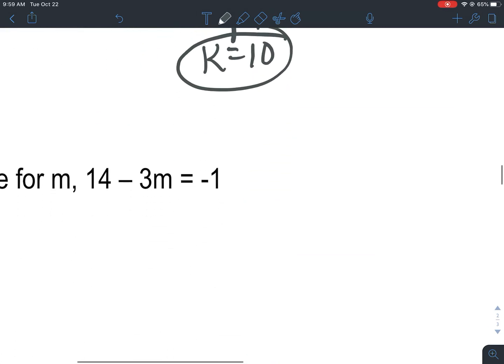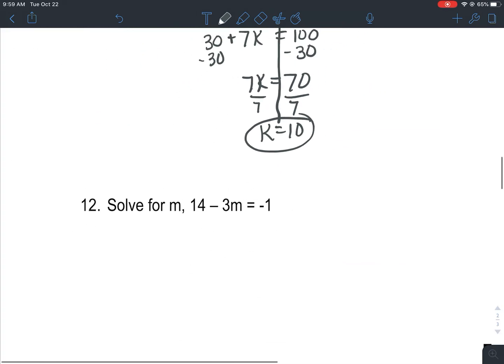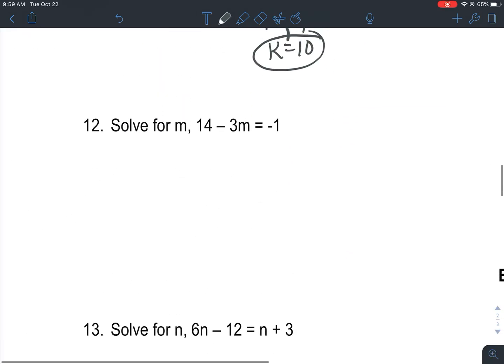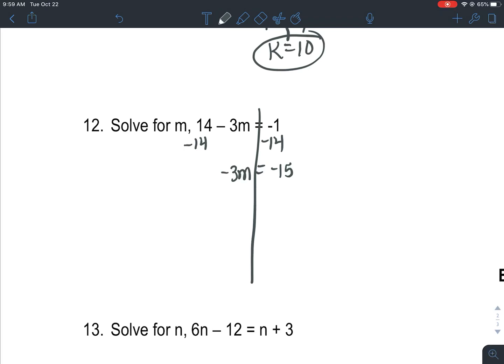Okay. So then number 12 is a two-step, but just don't forget to bring down the negative 3 with the m. So we're going to zero out the 14. That'd be negative 15, and then equals 3m. Then you're going to divide both sides by negative 3. You should get 5 for the final.